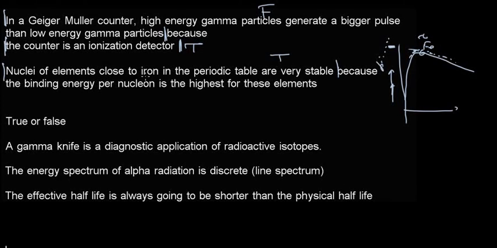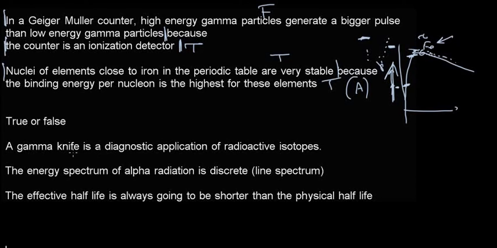Nuclei of elements close to iron in the periodic table are very stable. Agreed. Because of that ratio and other factors, maybe. The binding energy per nucleon is the highest for these elements. And this is exactly what it is. On the y-axis, I have binding energy per nucleon. And the higher you are on this axis, the more stable you are. Anything close to iron is going to be higher on the y-axis. If it is far away, maybe it's lower on the y-axis. But this is closer to iron, so it's higher on the y-axis. True. And these explain one another, so essentially it would be an A, meaning statement A explains statement B well. Very good. Let's knock those true or false off.